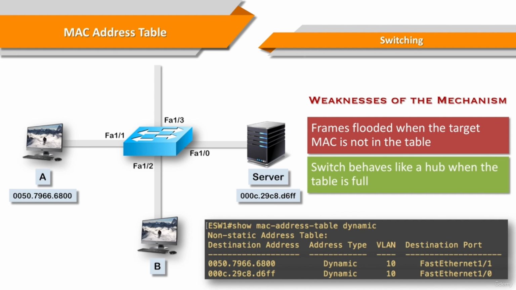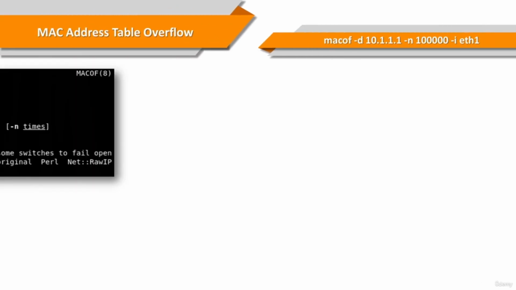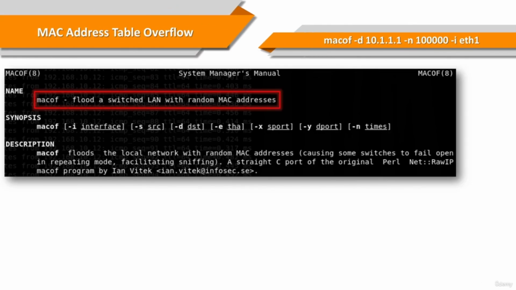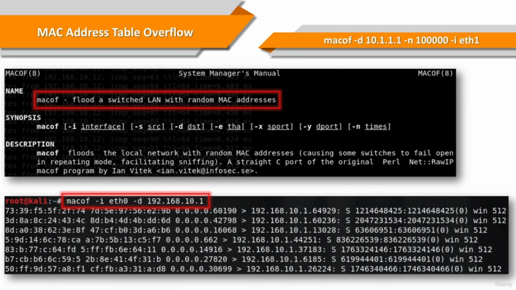So what if I fill the table by announcing thousands of fake MAC addresses from a port of the switch? Most switches start to behave like a network hub in such a situation, which means they send each frame to all of the ports. So look at the page seen in the slide. This is the manual page of the Macof command. Macof is a command line tool mainly used to flood the switch on a local network with random MAC addresses.